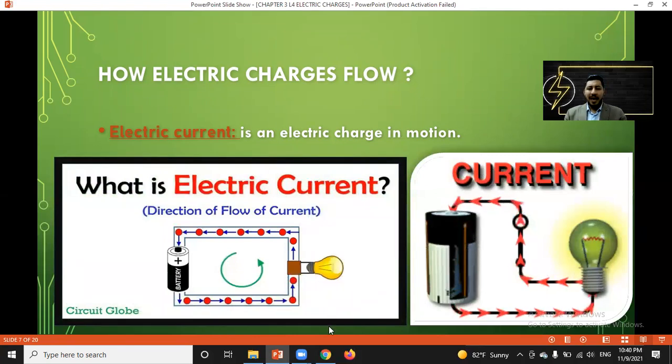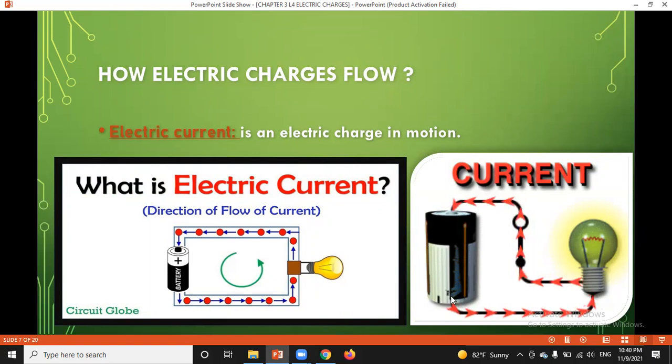Electric current, exactly like this picture, starts flowing from an energy source like a battery and keeps moving through any resistor or any electrical device and goes back again to the other pole of the battery.